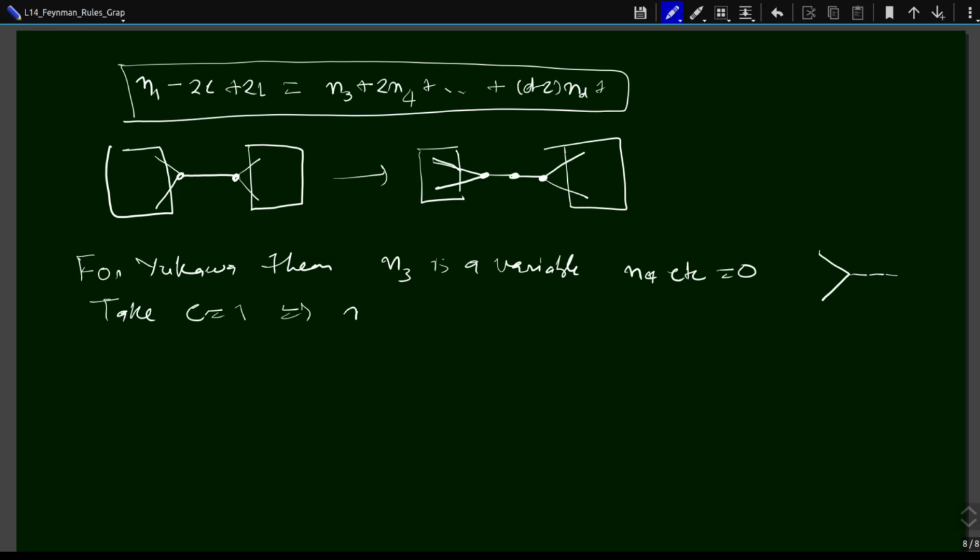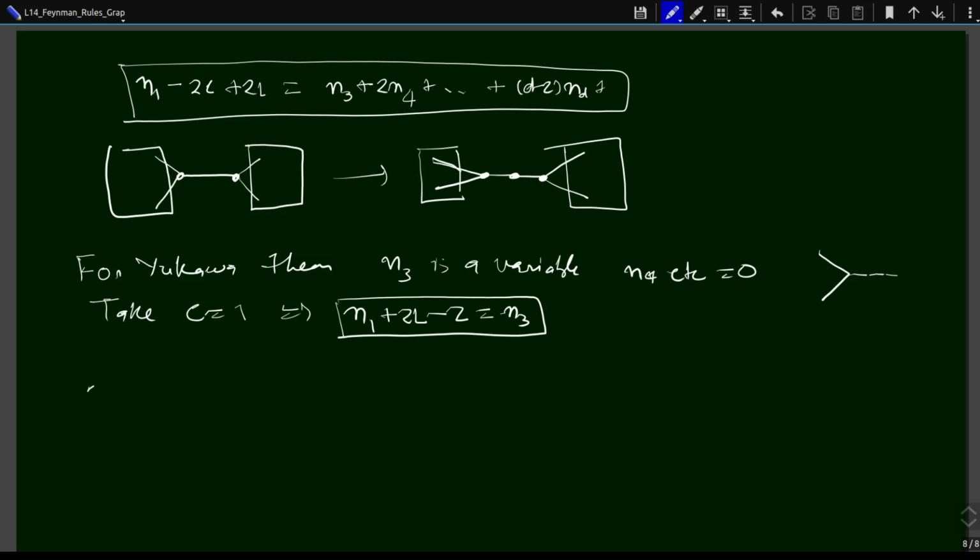So this gives me n1, which is the number of external legs, plus 2l minus 2 is equal to n3. This is my formula where n3 is the number of vertices. And also, since the number of vertices is the same as the order in the Hamiltonian. Okay, to have one vertex, I need one insertion of the Hamiltonian. To have two vertices, I have two insertions of the Hamiltonian, and so on to the second order in the Hamiltonian. Okay, but again, as we see, that does not define the computational complexity. It is the number of loops that defines it.